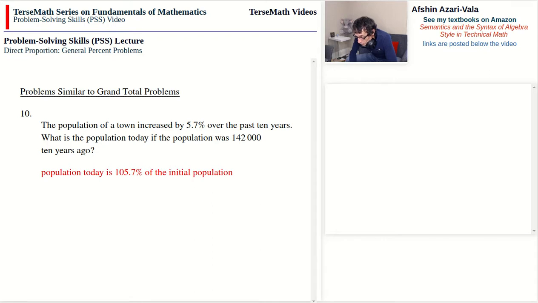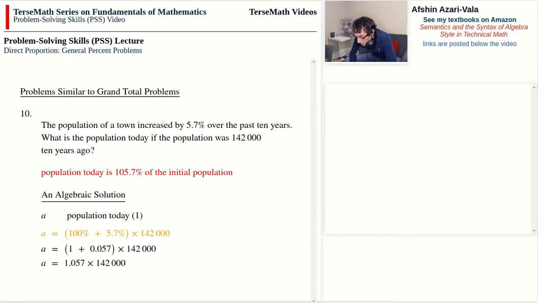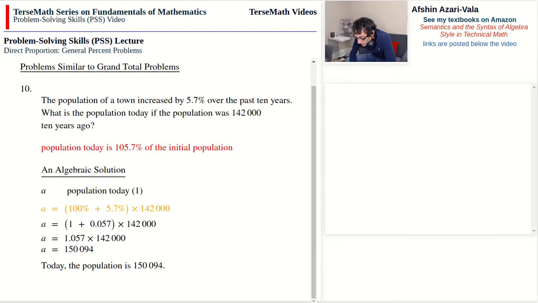For an algebraic solution, we write down, with A being the population today, A becomes equal to, now we have to explain where 105.7% comes from. So 100% plus 5.7% of the initial population, 142,000. A becomes 1 plus 0.057, that is 105.7% of 142,000. So the population today is 150,094.